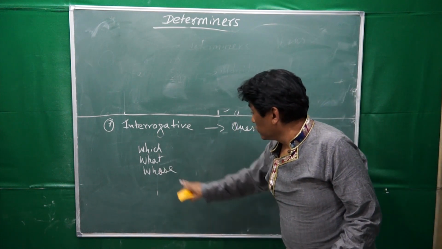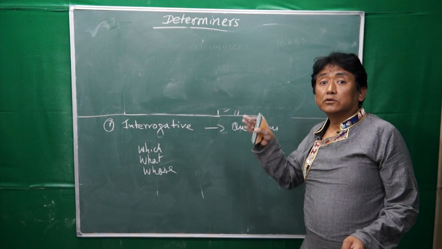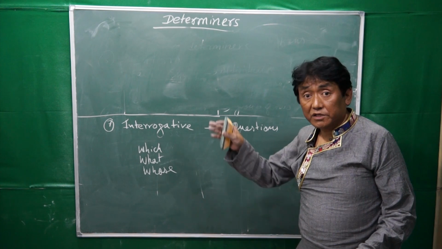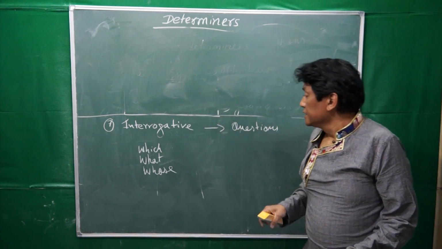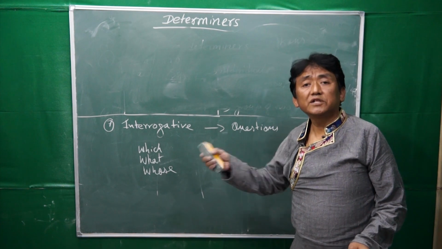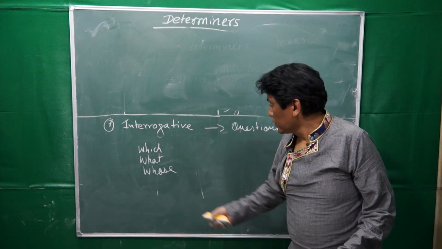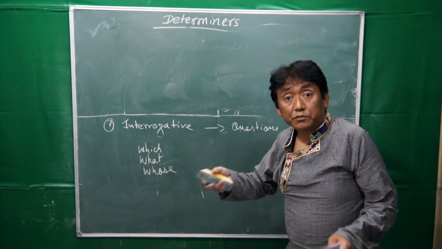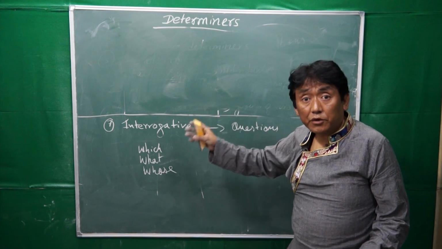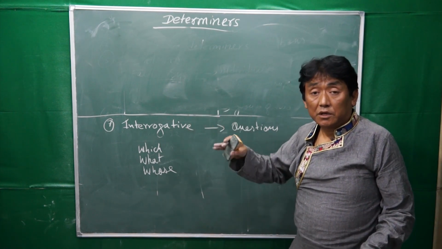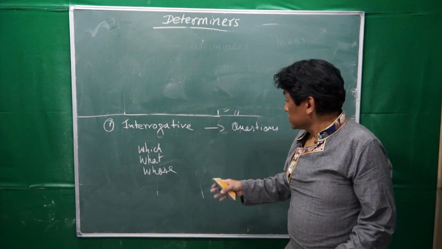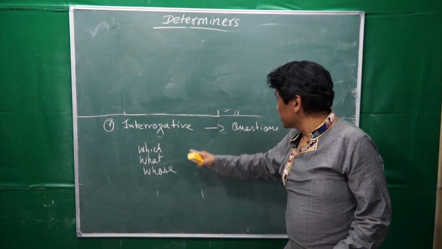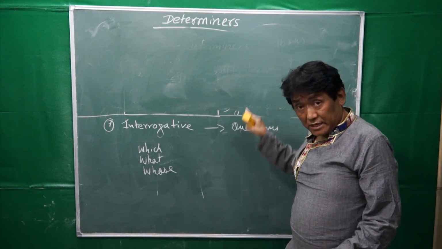And whose son is the most intelligent in the class? We're looking for the son, right? Son, S-O-N, son. All right. Whose book is this? You can say that also. What problem are you facing these days? What problem means trying to ask about the noun problem. What problem? There are many problems, right? So this is how we can use interrogative determiners to determine the noun.